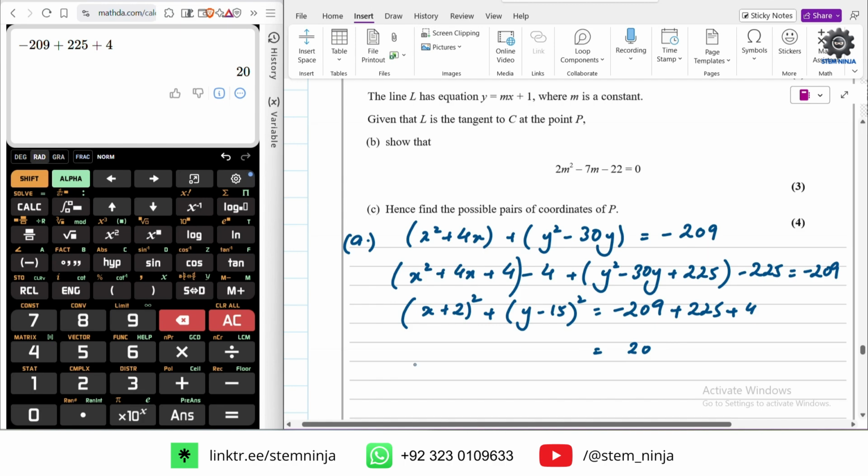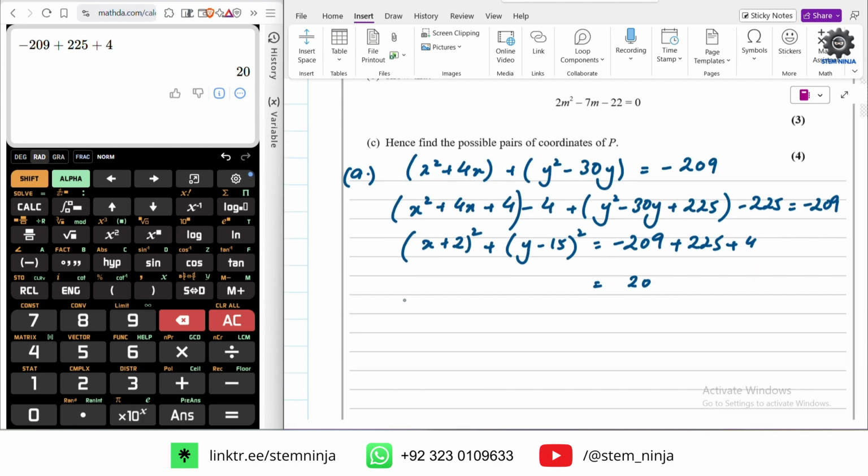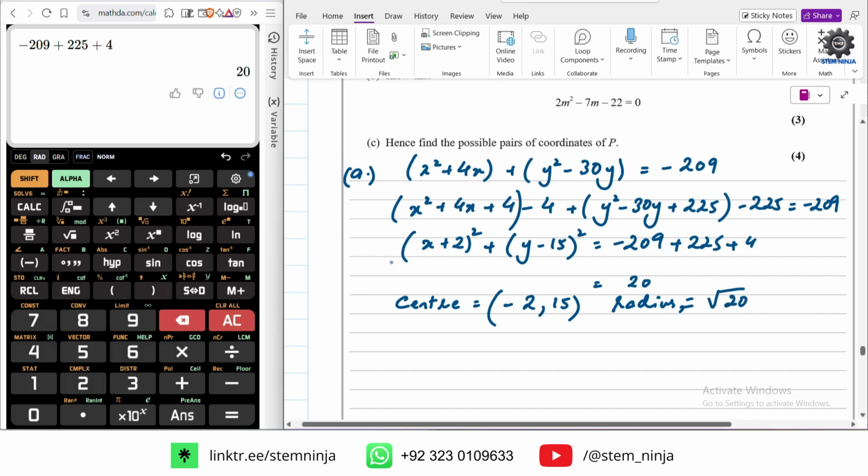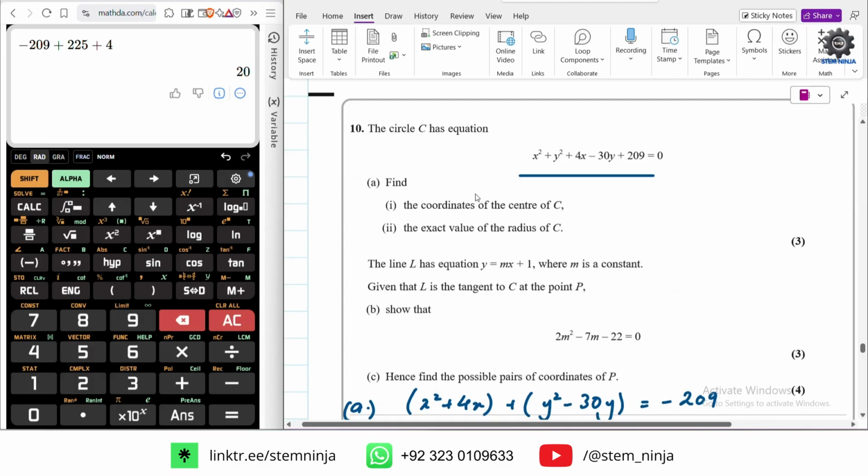Okay, so this is the radius squared. So the center is (-2, 15) and the radius is square root of 20 because they asked for the exact answer. The line L has equation y = mx + 1, where m is a constant. Given that L is tangent to C at point P, show that... find the possible pairs of coordinates of P.